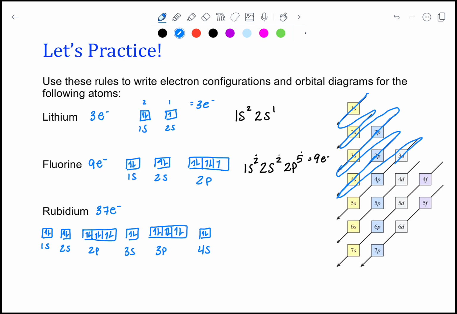So as long as you're following this diagram, you will not put anything in the wrong spot. So just follow the diagram as is. With 3d, there are 5 orientations, so I need to draw 5 boxes.